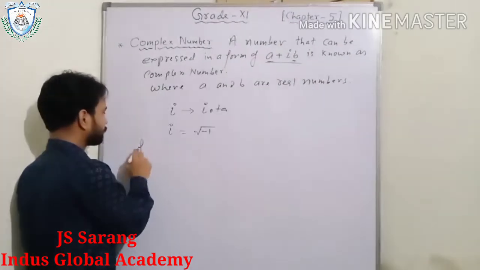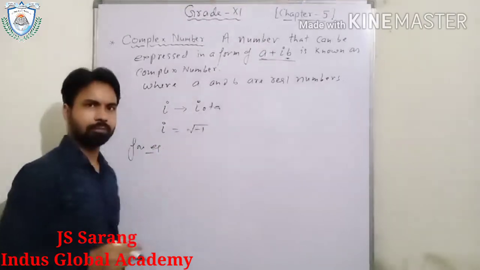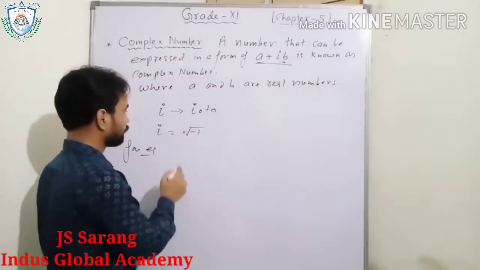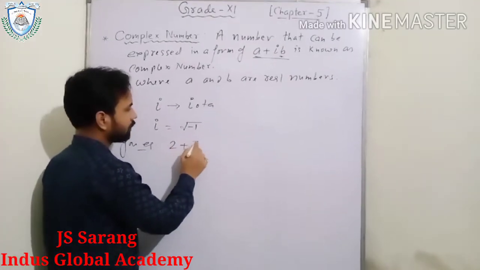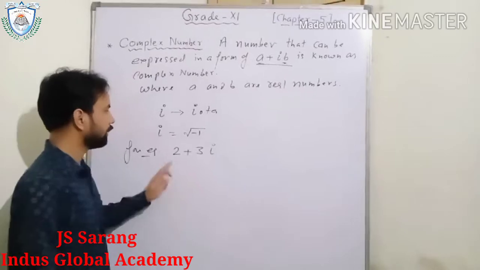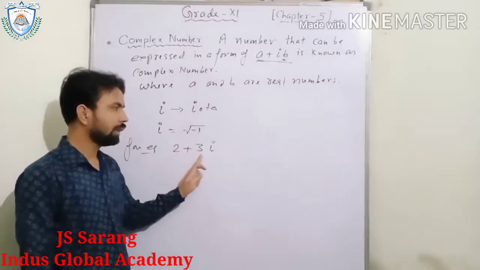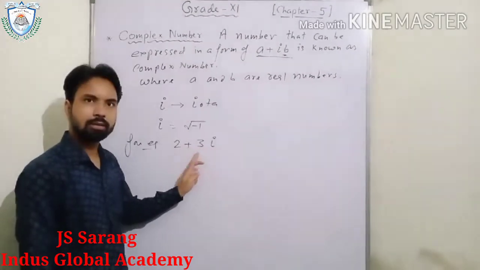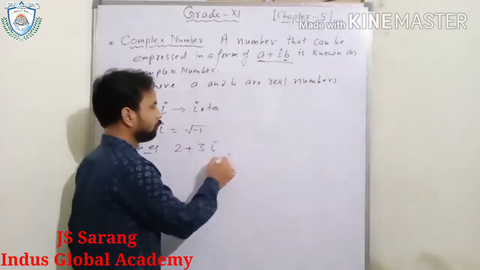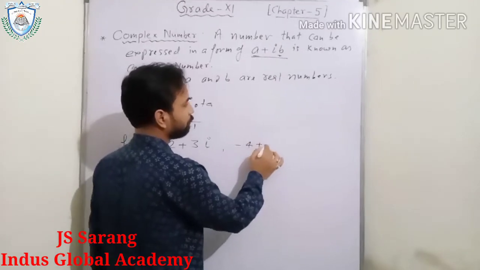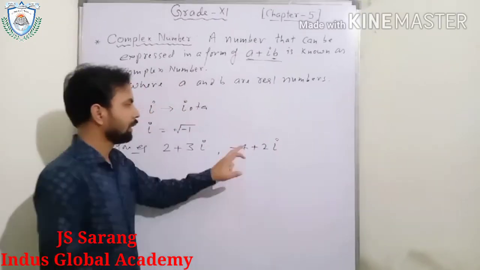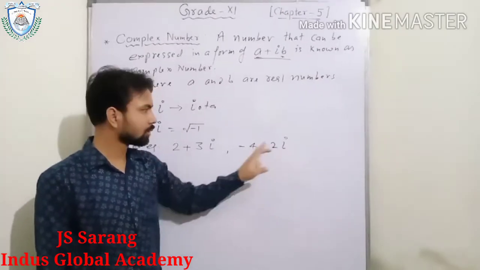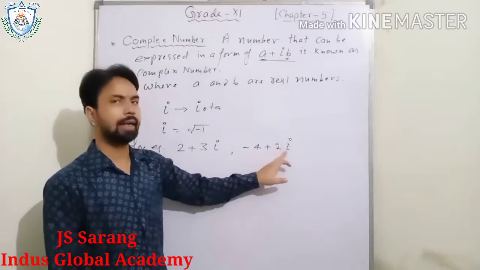For example, what are the complex numbers? A number that can be expressed in the form of a plus ib, like 2 plus 3i. Here 2 is a, 3 is b and this is i. So it is in the form of a plus ib, so this is a complex number. One more example, minus 4 plus 2 iota. Here a is minus 4, b is 2 and this is iota. So this is in the form of a plus ib.